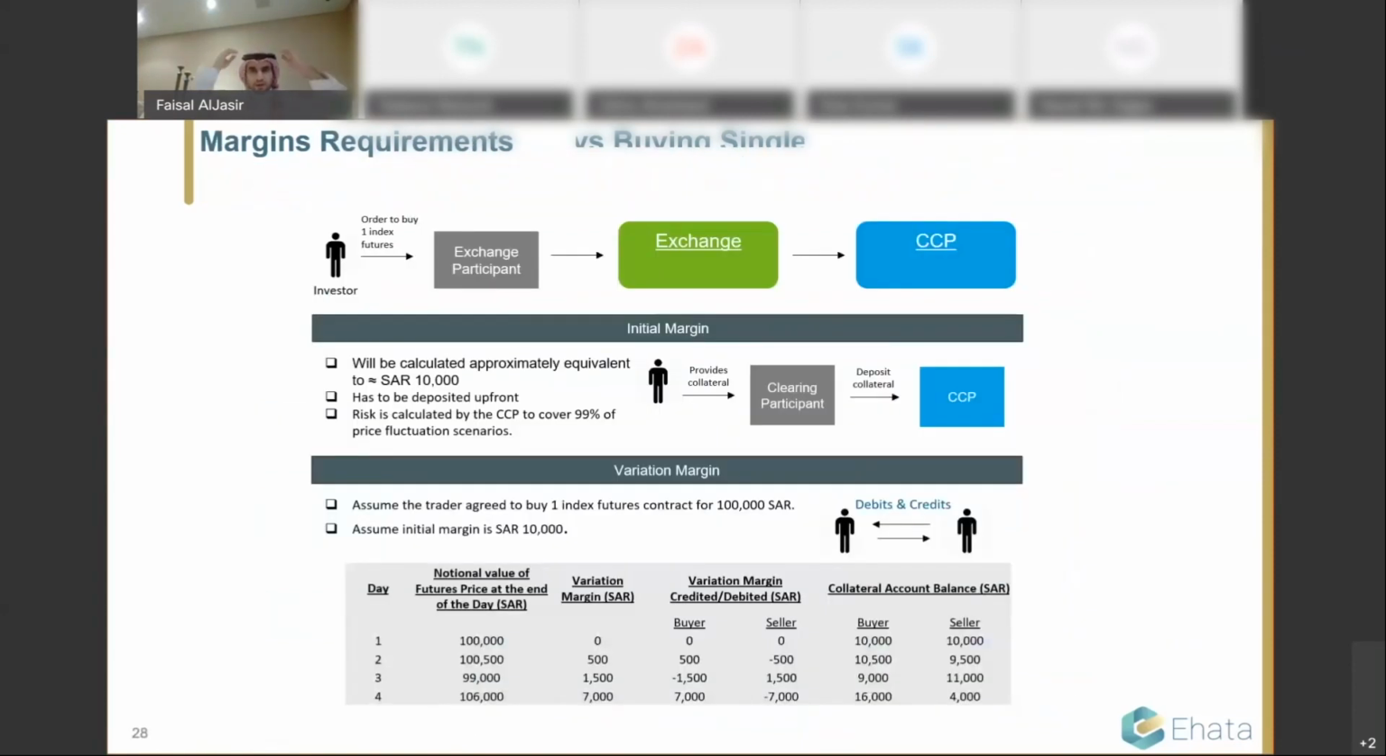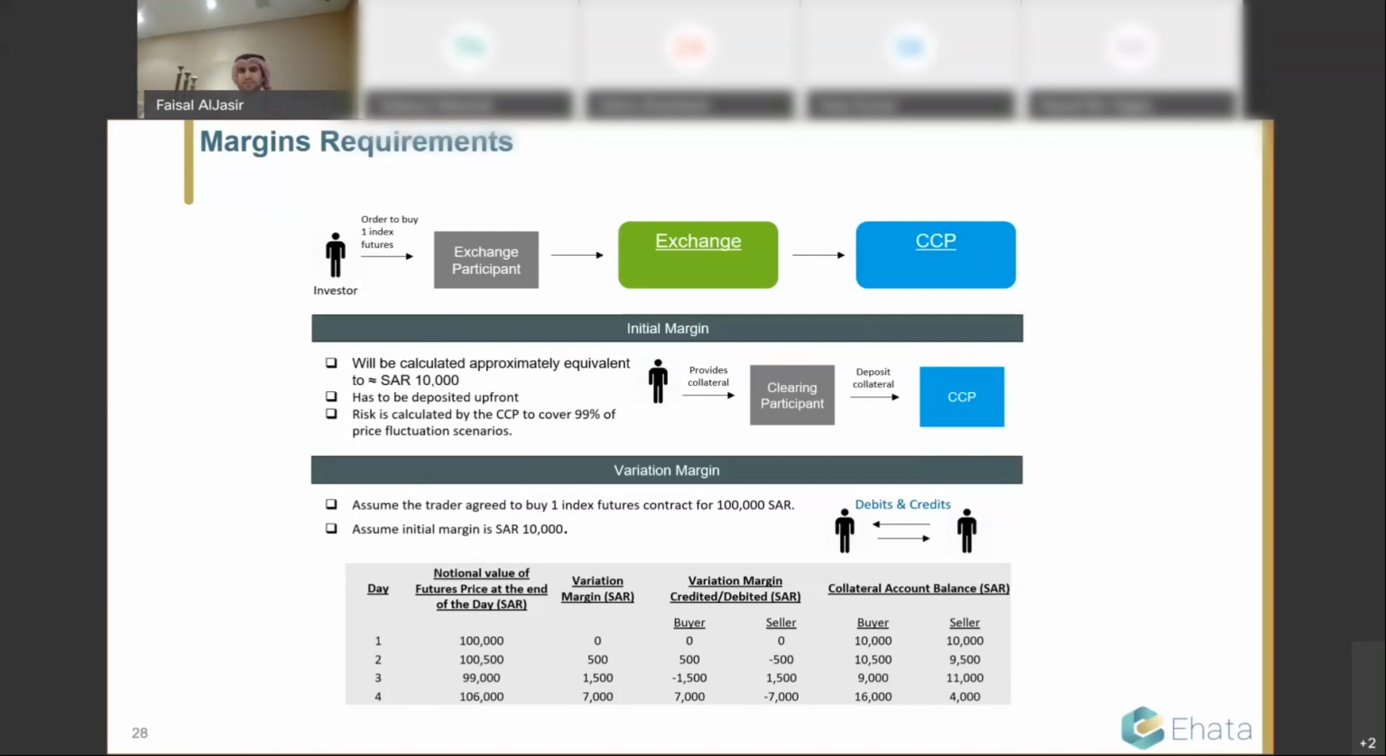So margin requirements, this is basically how it looks. When you place an order to buy an index future, you're the investor. It goes to the exchange participant, which is the member, then it goes to the exchange, and from the exchange it goes to the CCP for processing. The idea for initial margin is that it's around 10,000 Saudi riyal, or 10% of that exposure, and it's looked at as collateral and needs to be deposited upfront.